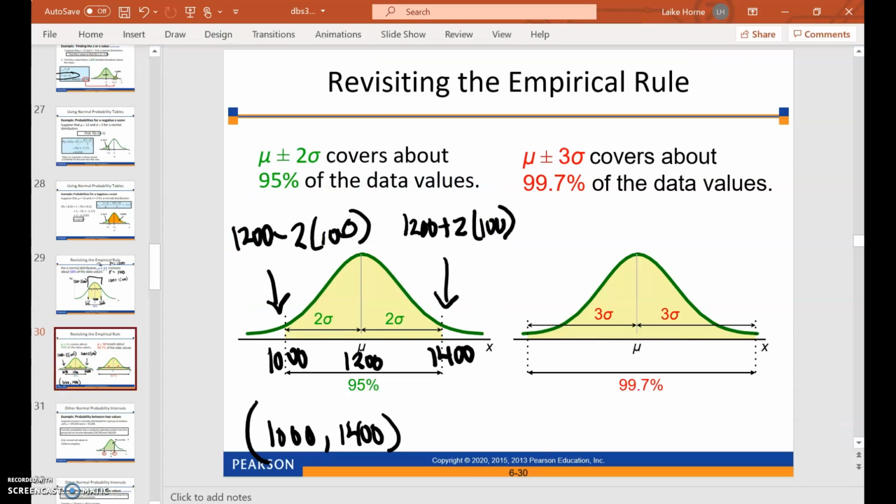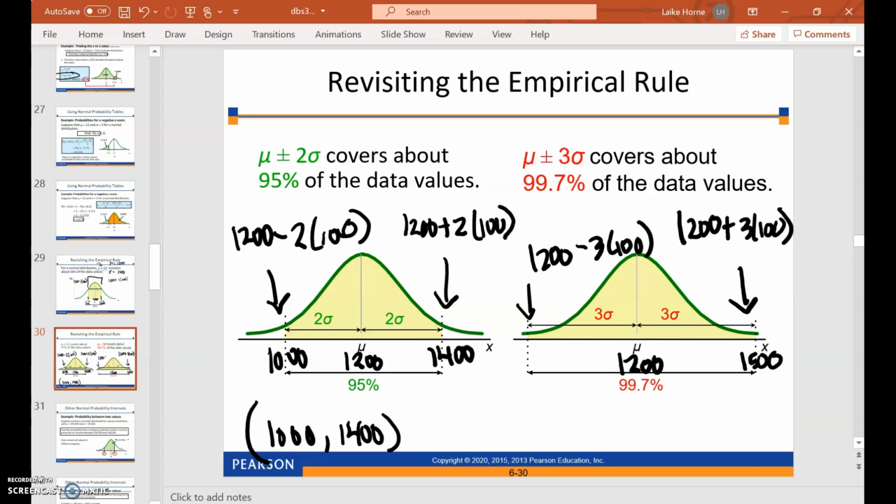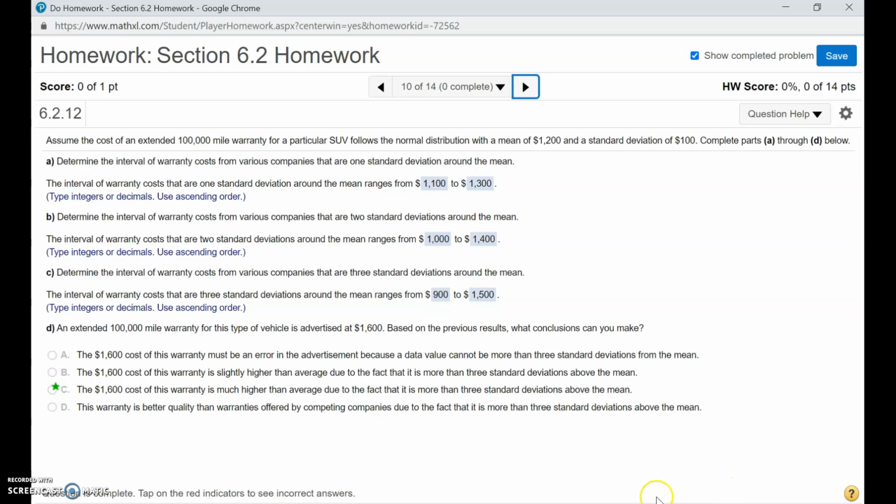The last one is 3 standard deviations. Almost all, 99.7% of the data, will fall within 3 standard deviations of the mean. Let's see what that's going to be for our problem. 1,200 plus 3 times 100 is 1,500. And over here, 1,200 minus 3 times 100 is 900. So our range is going to be from 900 to 1,500.